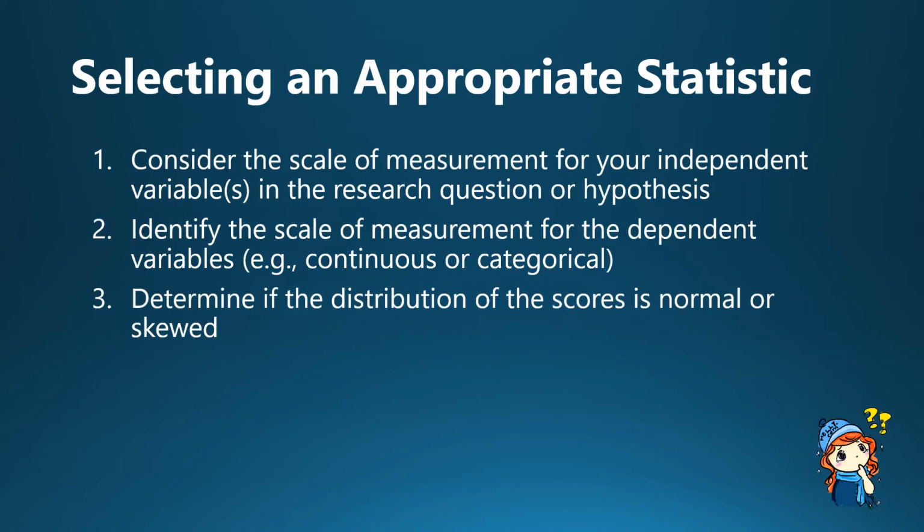Consider the scale of measurement for your independent variables in the research question or hypothesis. Identify the scale of measurement for the dependent variables, for example continuous or categorical. Determine if the distribution of the scores is normal or skewed.